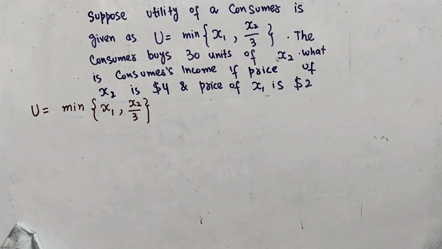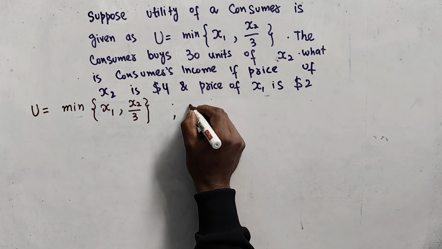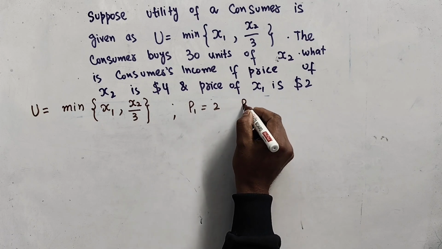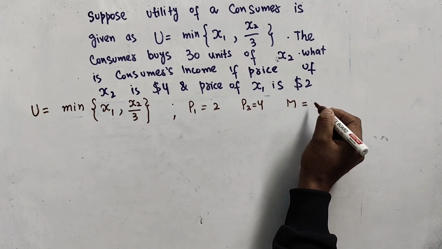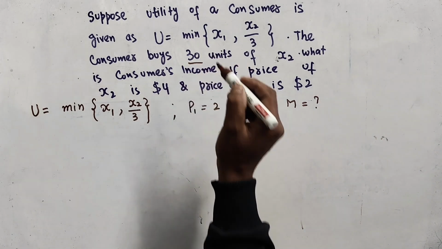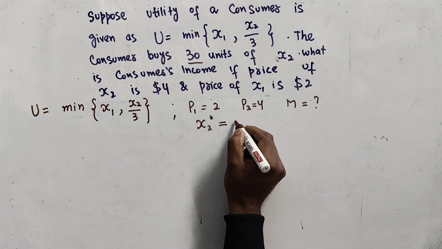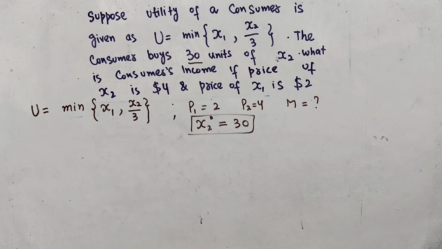Having said that, this is our main function, the Leontief utility function. We are also told the price of good x1 is $2, price of good x2 is $4, and the income of the consumer is what we need to find out. We are also told the consumer consumes 30 units of good x2. So let us say x2 star is 30. Given this information, we need to find out the expenditure or income of the consumer.